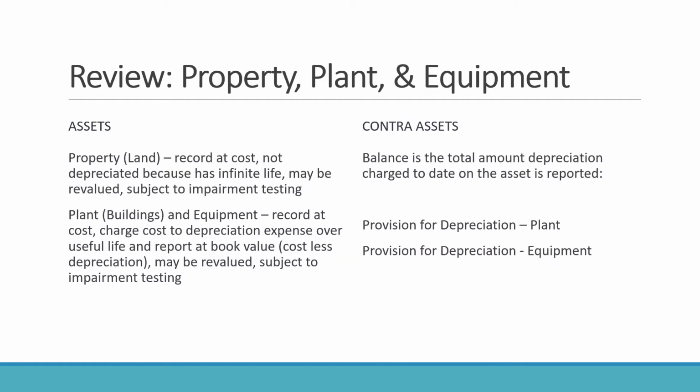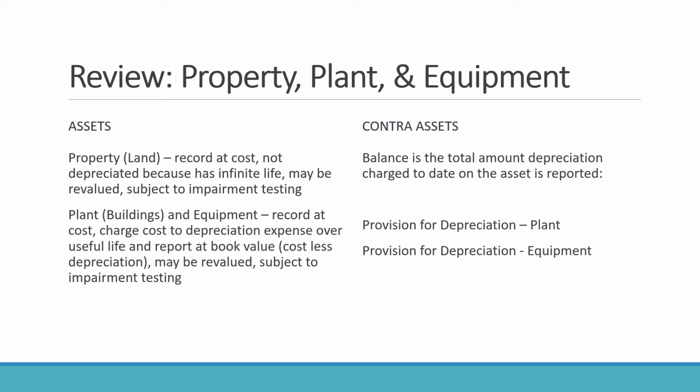The next category we might see under non-current assets is property, plant, and equipment. Property refers to land that you are using in the business. So this is not land that you've bought for speculative purposes. That land is in investments. This land is the land that your building or your parking lot is sitting on. So we're going to record it at cost.